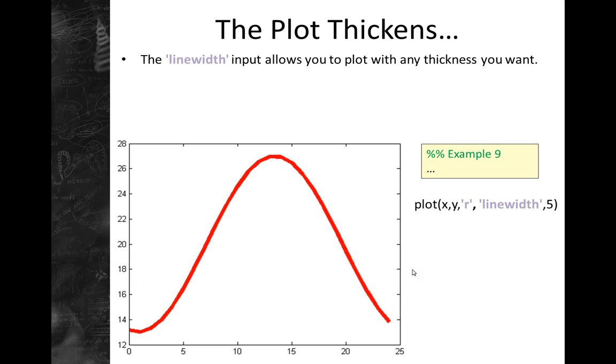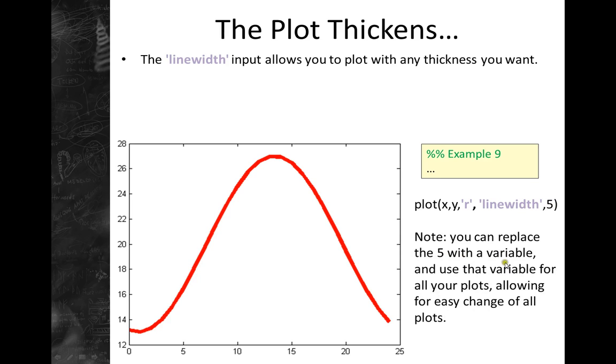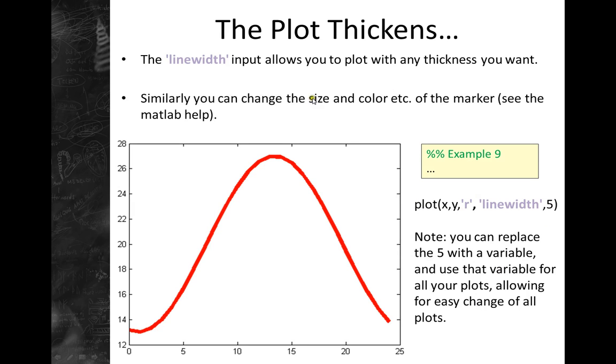Okay, so how do we change, for example, the thickness? Well, there's something called a linewidth property in the plot, and in this example here we use a linewidth of 5, and this 5 here we can replace with a variable which we declare earlier in the script, and we can use that variable for all our plot commands. And we can also use other properties to change, for example, the thickness of our marker and things like this. So if you type help plot like we did earlier, you can see all the different properties you can change.